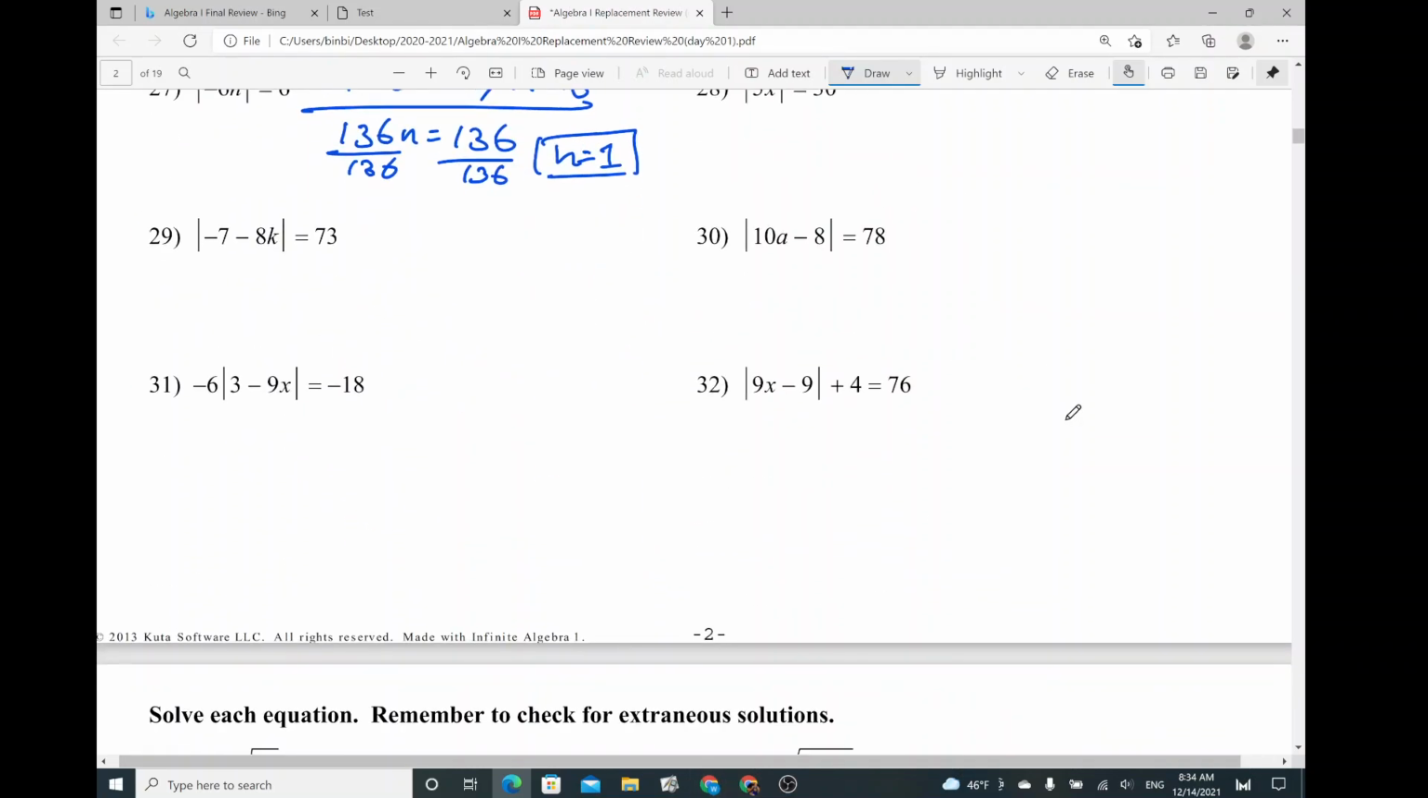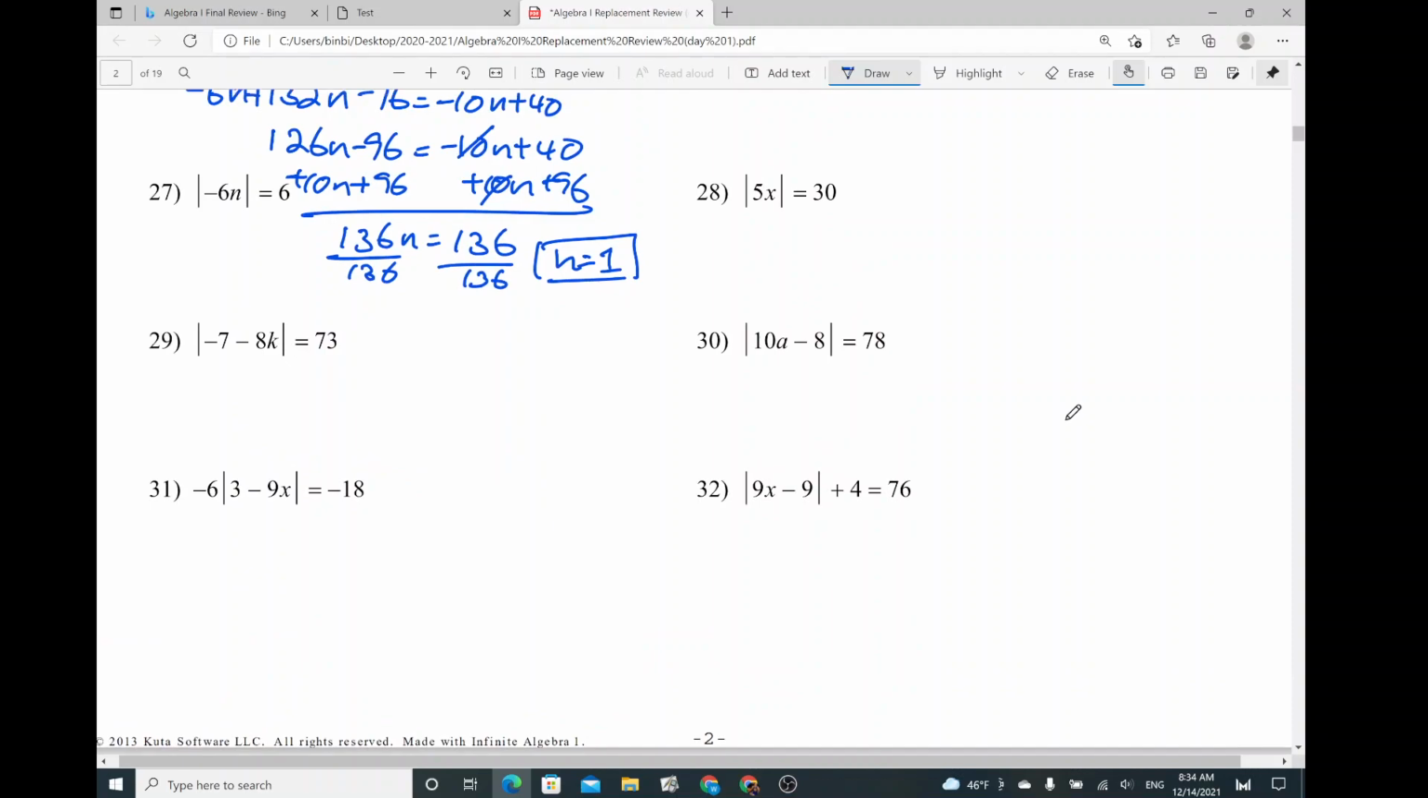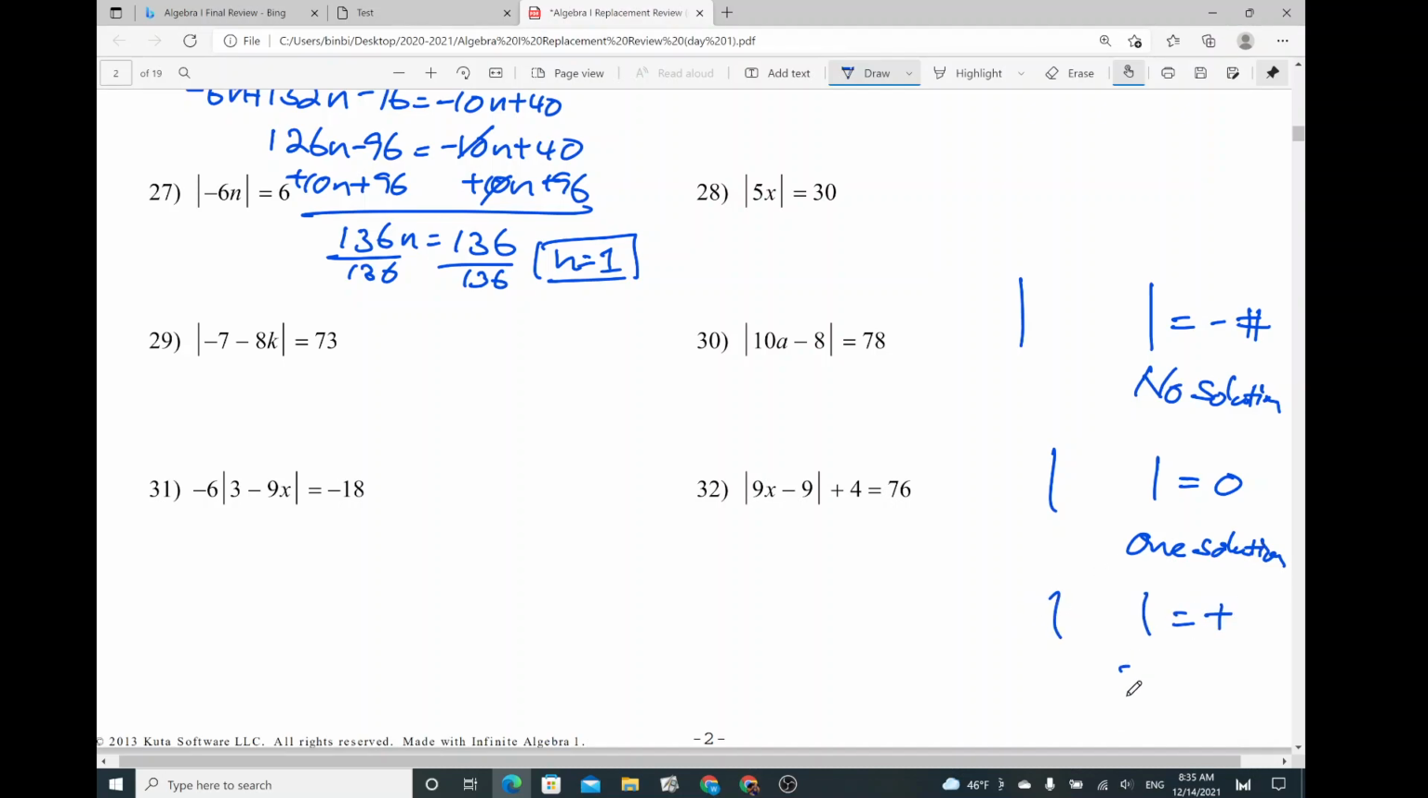Okay, so now what about the absolute value? A lot of people are still kind of confused about the absolute value. For the absolute value equation, if you have the absolute value of a quantity equal to a negative number, that means there's no solution. The reason is that absolute value always makes things positive or 0. If the absolute value equals 0, there's only one solution. But if the absolute value equals a positive number, there could be two solutions, one positive and one negative.